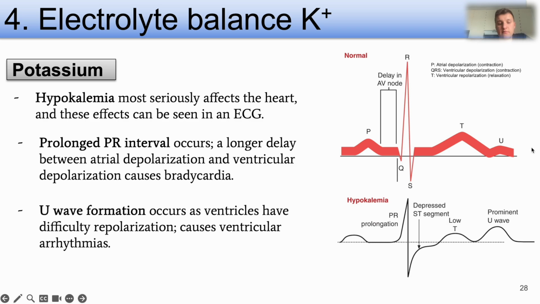So hypokalemia most seriously affects the heart, and these effects can be seen in the ECG actually. You have a prolonged PR interval, right? So over here, you see this PR interval is going to be longer. This longer delay between atrial depolarization and ventricular depolarization. And you'll see this bradycardia, right? The U wave formation occurs as ventricles have difficulty repolarizing during ventricular arrhythmias. So you'll actually see this new wave in your ECG called the U wave. And you'll have an inverted T wave that can also occur in these patients.